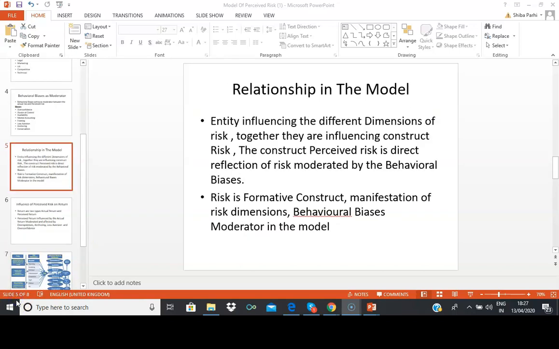So here the relationship in the model: the entity risk is influencing the different dimensions of the risk, the operational, marketing, social, and together they are influencing the construct risk. The construct perceived risk is a direct reflection of the moderator, those who are there in between the entity and the different dimensions of risk and the perceived risk. So risk is a formative construct and they are a manifestation of the different risk dimensions, and behavioral biases here is the moderator in this model.